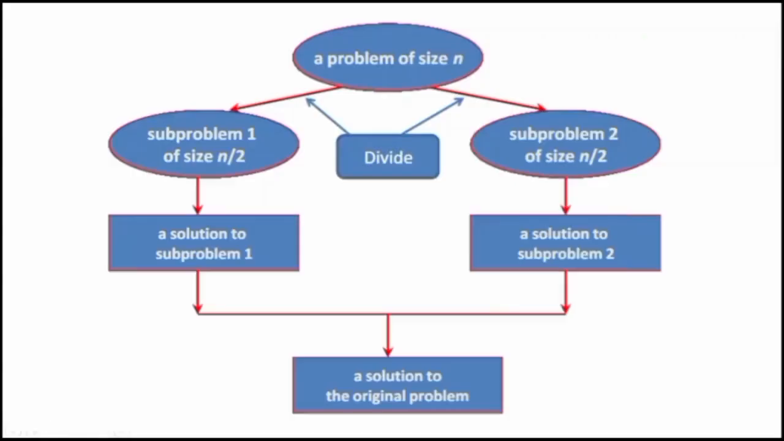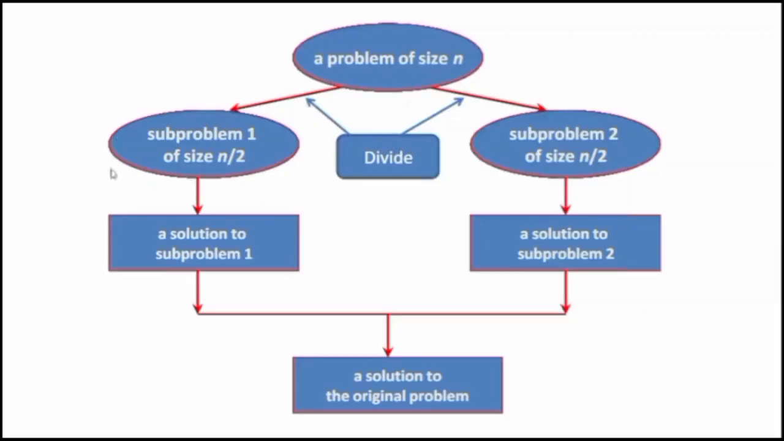When we see the divide and conquer algorithm for a problem of size n, that is the diagrammatical description of the divide and conquer algorithm. When we divide a problem of size n, it can be classified into two halves. Subproblem 1 has size n over 2. Subproblem 2 has size n over 2. When the problem is classified into two parts, there is no more division.